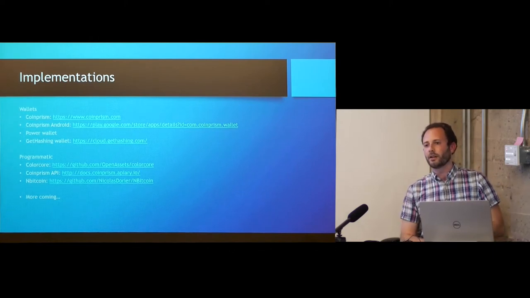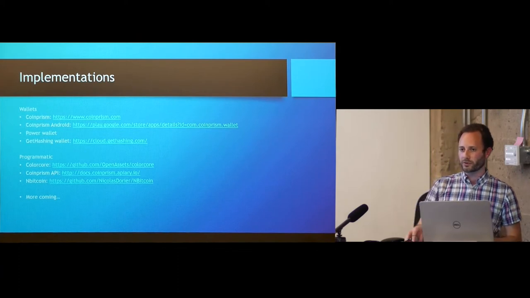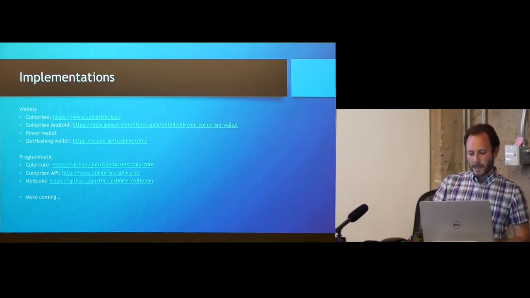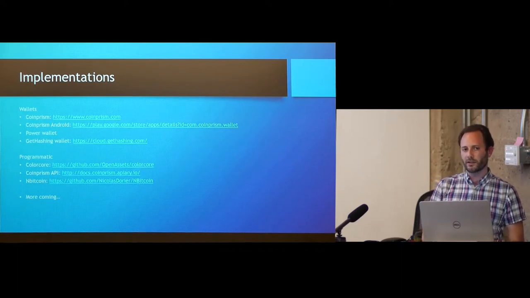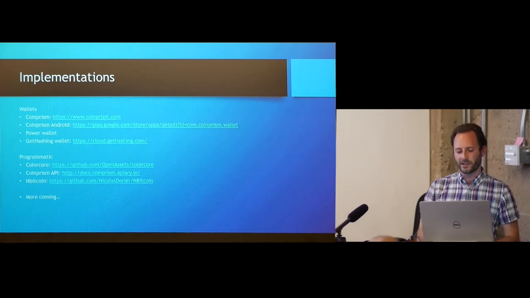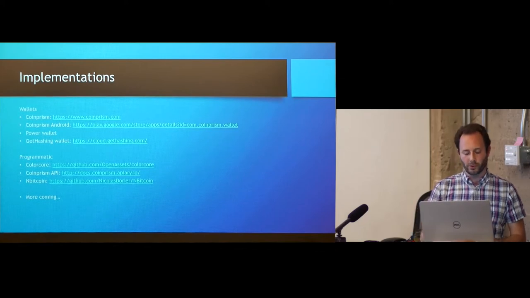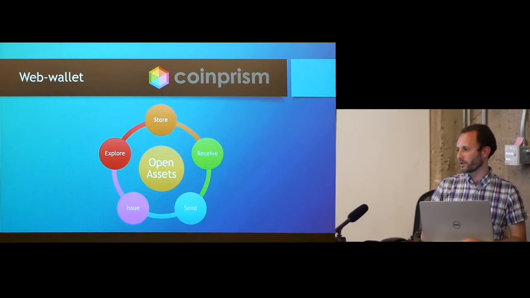So there's a link. The Coinprism API gives you information, like you can get the balance of an address, or you can construct transactions, which would be issuing or transferring assets. You can get information about a specific asset and so on. And then there's nBitcoin, which is a .NET library. So it's actually the main .NET library for Bitcoin. So it does a lot of things like HD wallets, multisig, stealth addresses, and it also has support for Open Assets. So if you use that, you already have support for Open Assets. And then there are more implementations, I think, coming. There are other companies working on it.